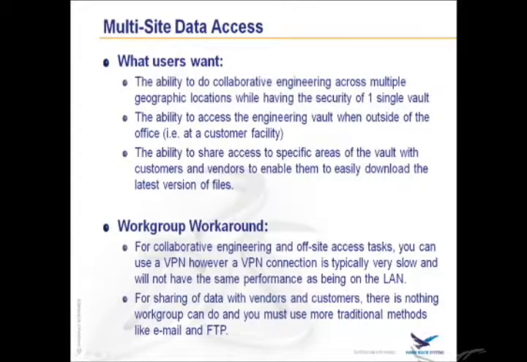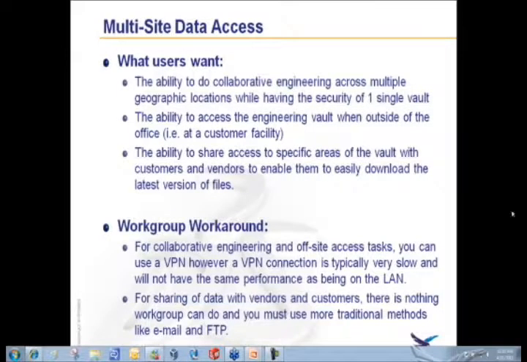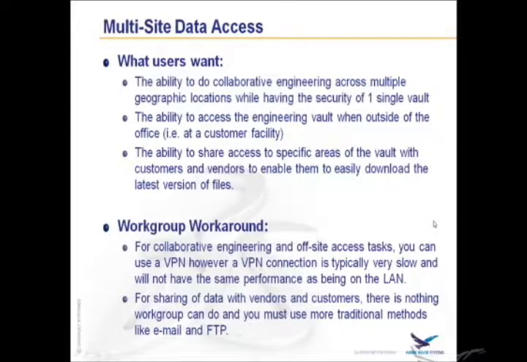Now, there's a couple things that you can do in Workgroup to try and make this work. The first thing is to set up a VPN, right? So if you have people off-site outside of your main facility where the Workgroup vault is, you can certainly give them access through VPN, and in using VPN, they can use the Workgroup PDM Vault. What you got to understand is that VPN is typically very slow. It's much, much slower than having an actual LAN connection.